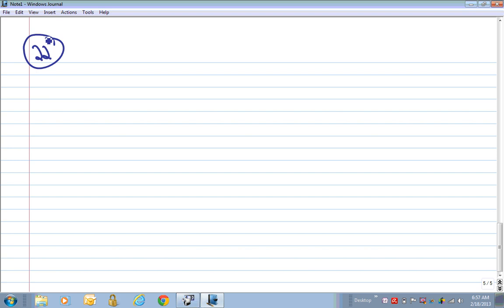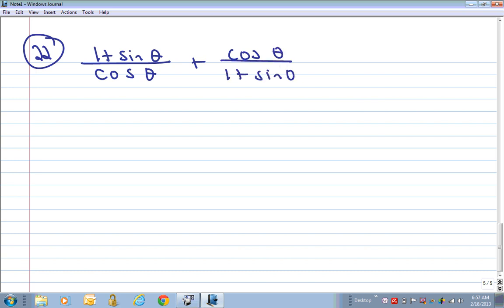All right, 22. We have 1 plus sine theta, and these are all classwork problems so that you will have less to do in class and you'll have some good examples. Plus cosine theta over 1 plus sine theta. And this is equal to 2 secant theta. All right, so we're going to put a box around the right side.